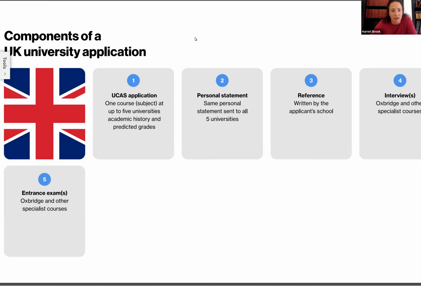But I think the main thing is it's someone who knows the applicant well, and can give a good overview of why they'd be a good choice for the university.